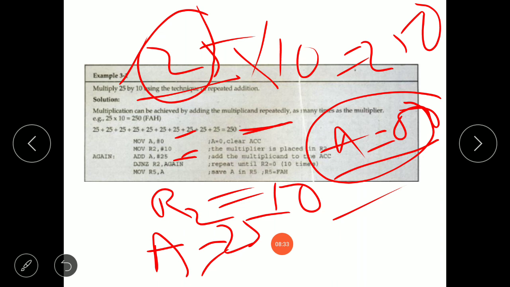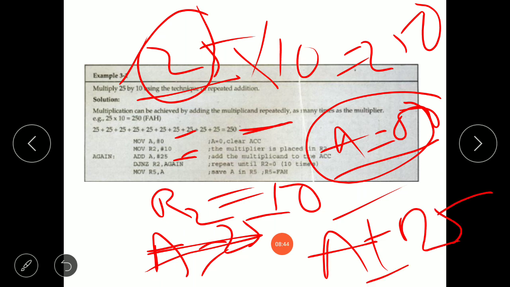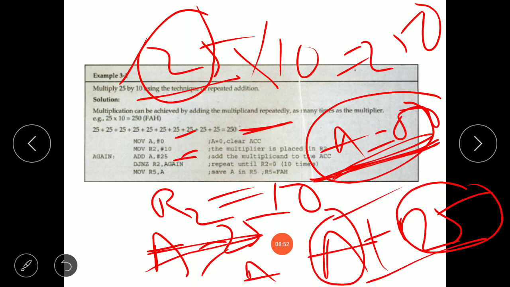Next step is ADD A, #25H, which means I am adding the content of the accumulator with the immediate data and storing the result in the accumulator. Since the content of the accumulator is 00 and the data is 25H, I am adding both these contents and storing the result in the accumulator. Means the first 25 is gone.